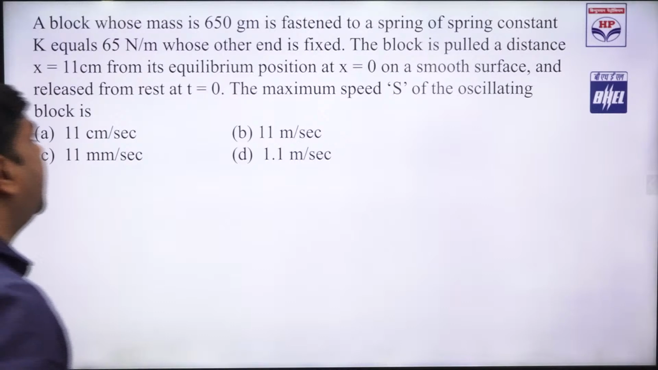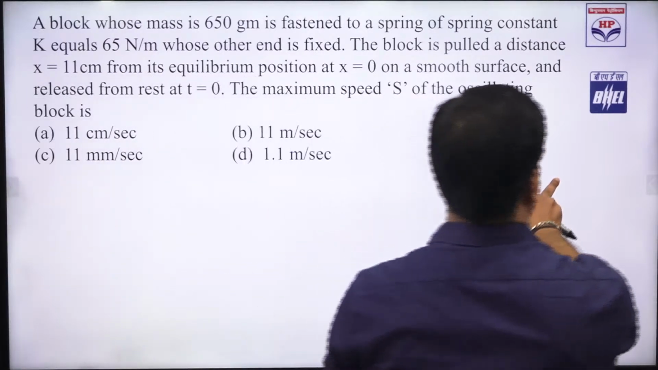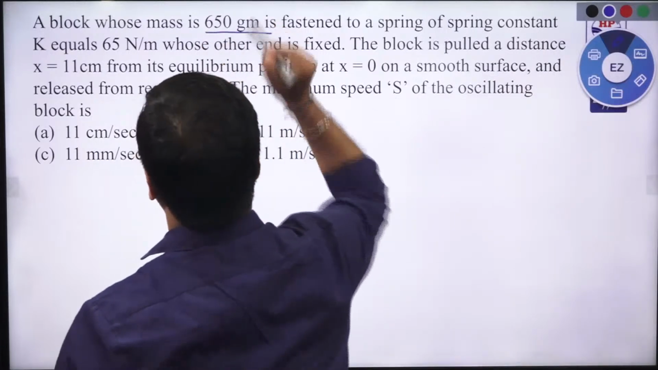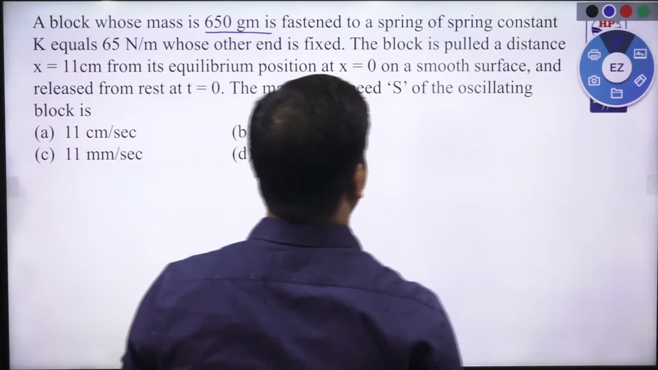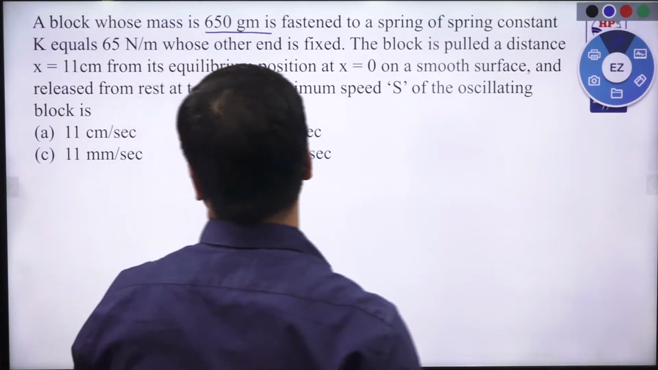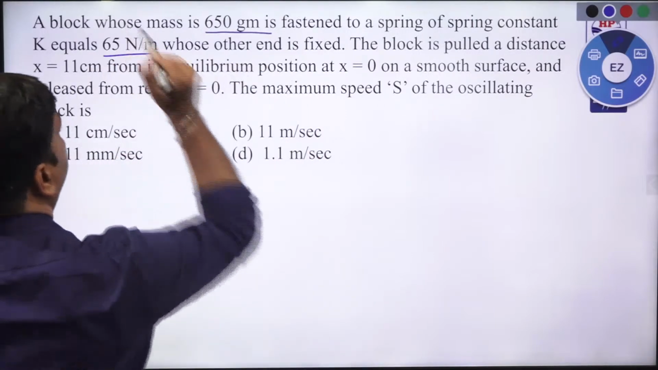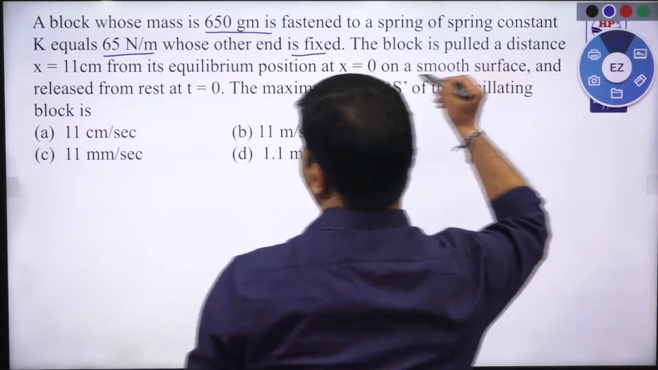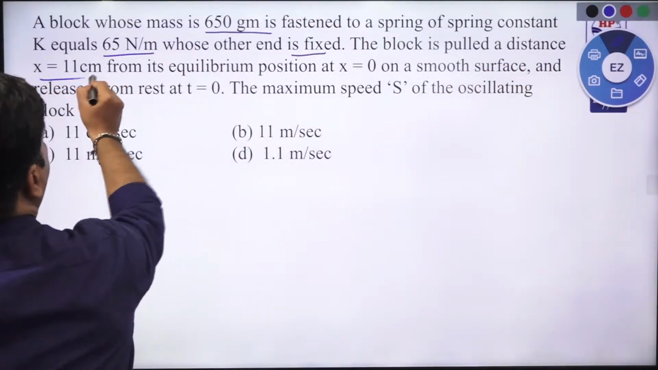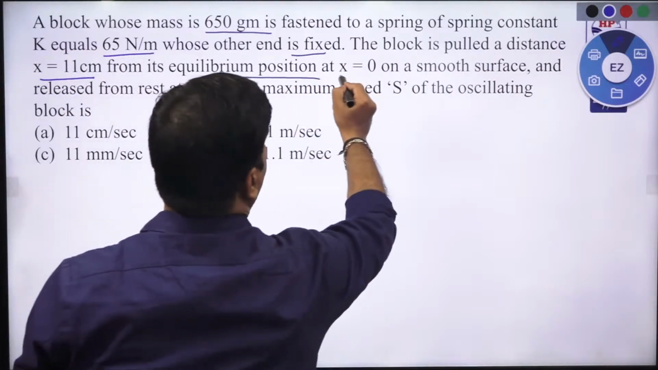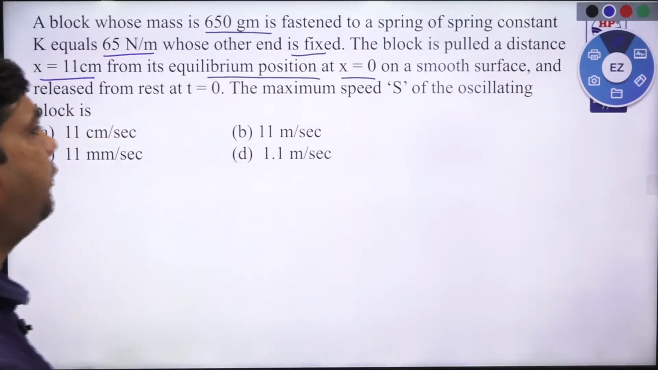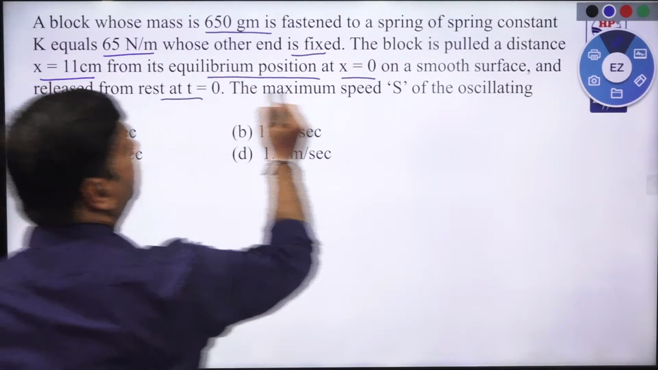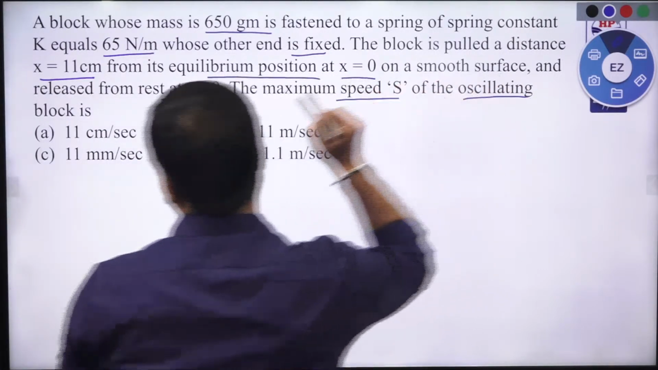A question is saying that a block whose mass is 650 gram is fastened to a spring of spring constant k equal to 65 Newton per meter, whose other end is fixed. The block is pulled at a distance of 11 centimeter from the equilibrium position at x equals 0 on a smooth surface and released from rest at t equals 0. The maximum speed of the oscillating block is.